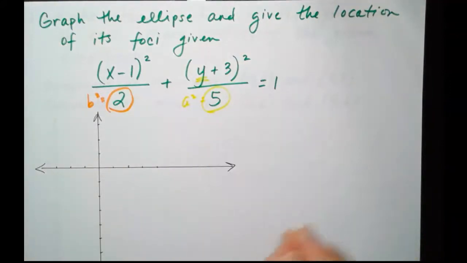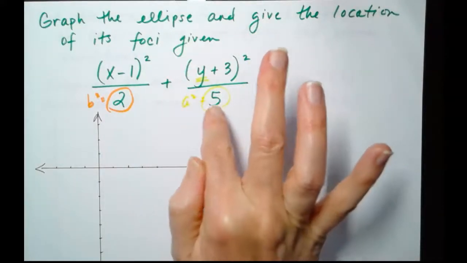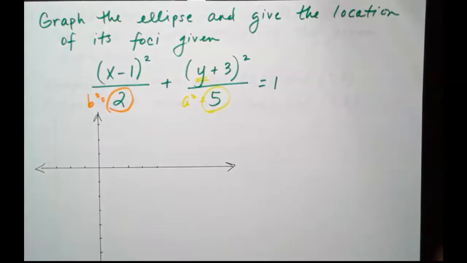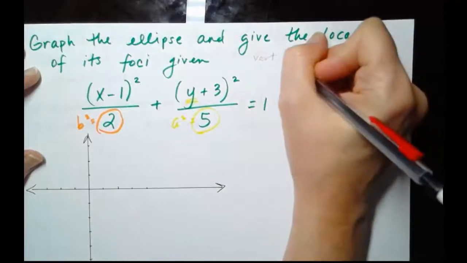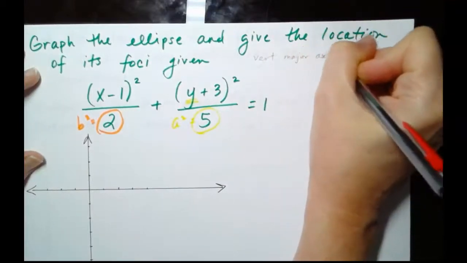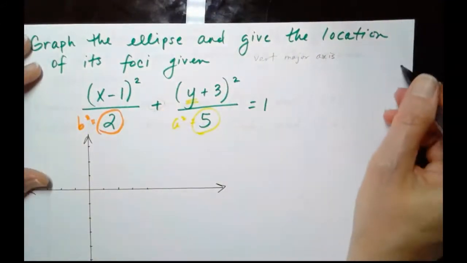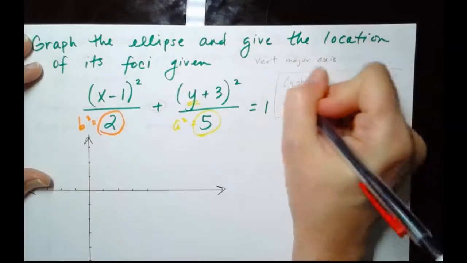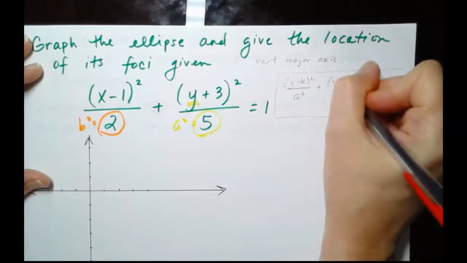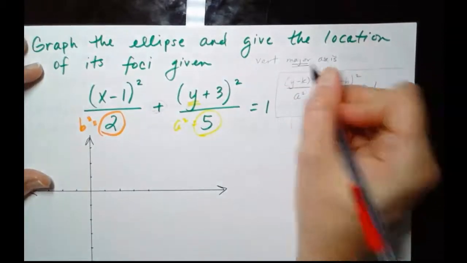So a squared truly does represent the major axis. This time we have a vertical major axis. Why? Because a is living underneath y. So that's something to point out here. So if we have a vertical major axis, and remember, this is addition, and addition is commutative, so it really doesn't matter. I'll write it in a different order just to make that point. So (y minus k) squared over a squared plus (x minus h) squared over b squared equals 1. So this is if we've got a vertical major axis.